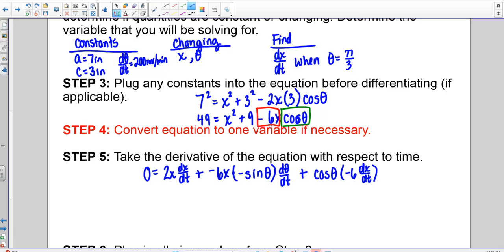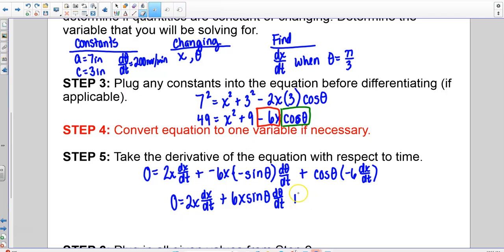So there's not much you can do to clean it up, but let's clean it up a little bit. I'm going to have 2x dx/dt plus 6x sine theta d theta/dt, minus 6 cosine theta dx/dt. And let's leave it at that right now, right?